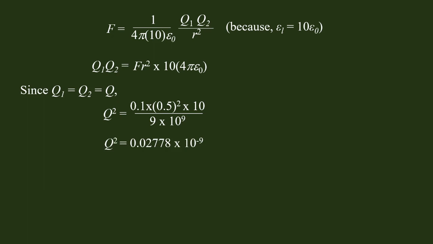2 square, 0.02, 778 into 10 to the power minus 9.